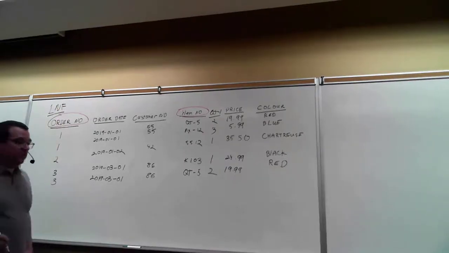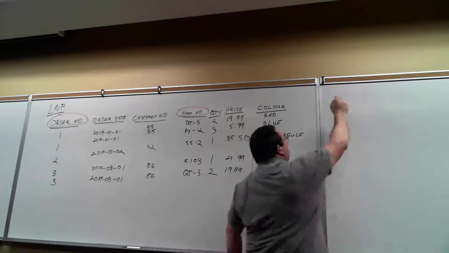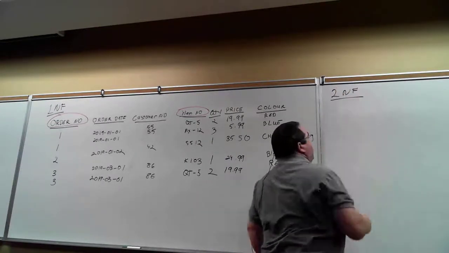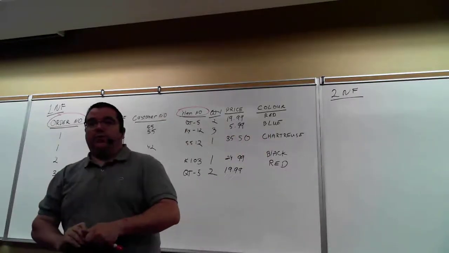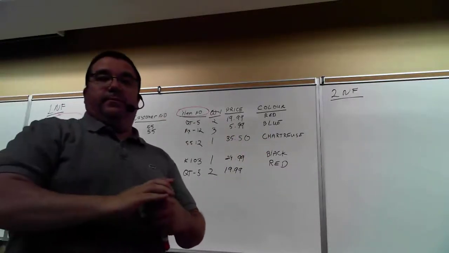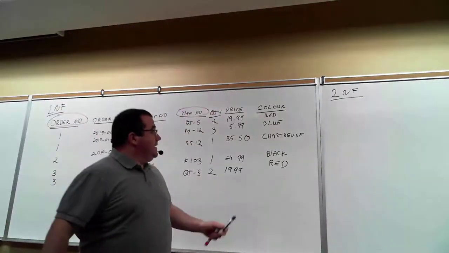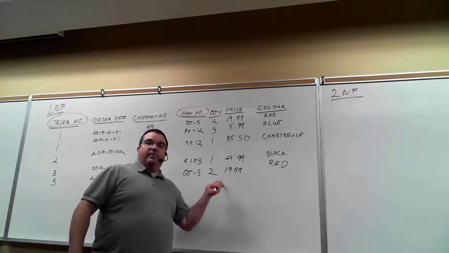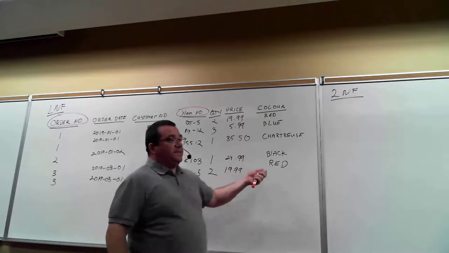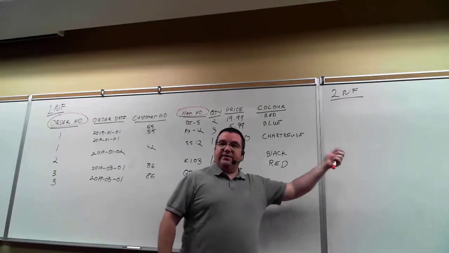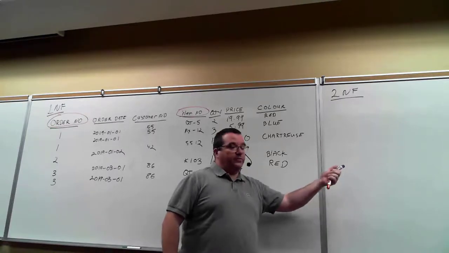The next goal we want to go to is second normal form. Now, who remembers what second normal form is? Anybody try? Yeah, it's always a silence. It has to be in first normal form. And we have to separate out the full dependencies, the functional dependencies. We don't worry about transitiveness until the third normal form.